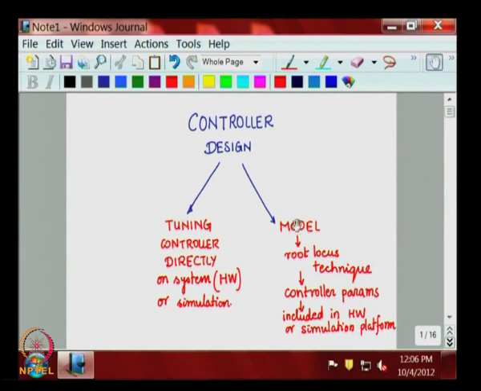Whereas, in this method, mathematical modeling of the system, obtaining the transfer function, from the transfer function the root locus, identifying what is supposed to be the best closed loop pole position, then from there identify the control parameters and then plug it into the hardware or the simulation platform and see the response. So, these are the two methods. This is a much more formal method, can be applied for many complex systems, but we will look at both these methods. So, first tuning directly.